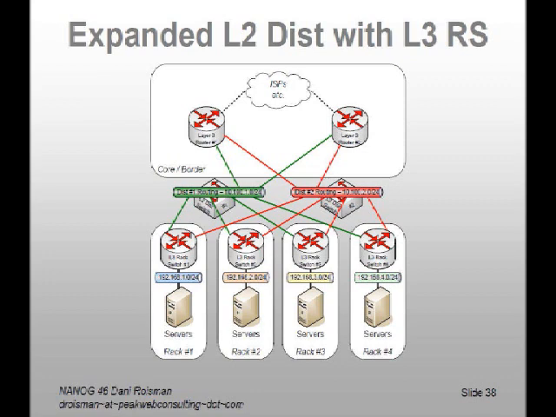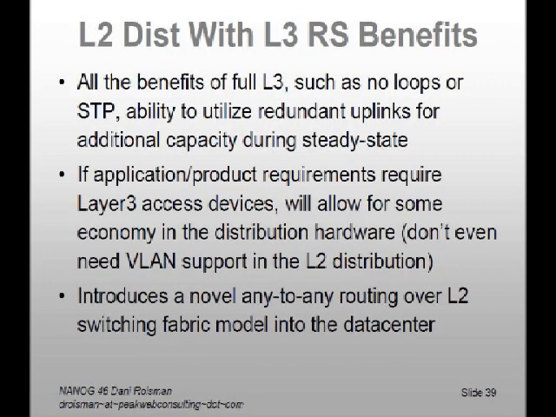It's actually kind of interesting. Again, people don't seem to be using this that much. There may be some scaling concerns, I understand, but it's actually kind of neat. I actually do have one production environment running like this with about 20 routers speaking together. This has all the benefits of full layer 3, no loops, no spanning tree. You can utilize redundant uplinks because you're doing equal cost multipath. During steady state with all physical links up, you can actually spread your load, which is really nice.